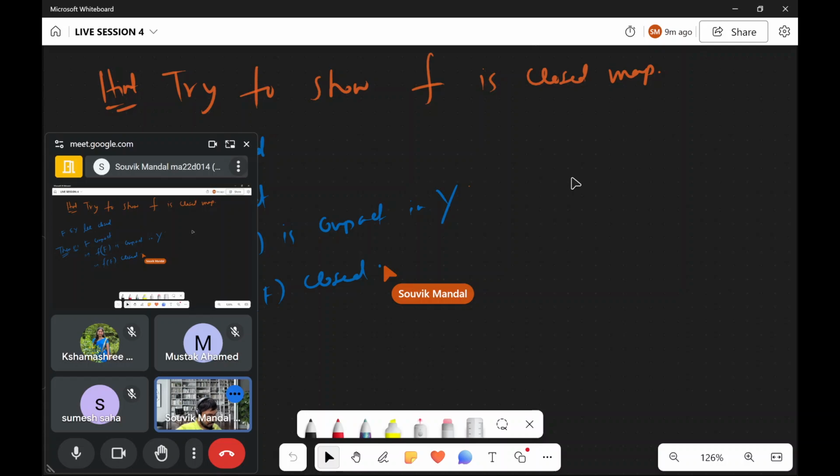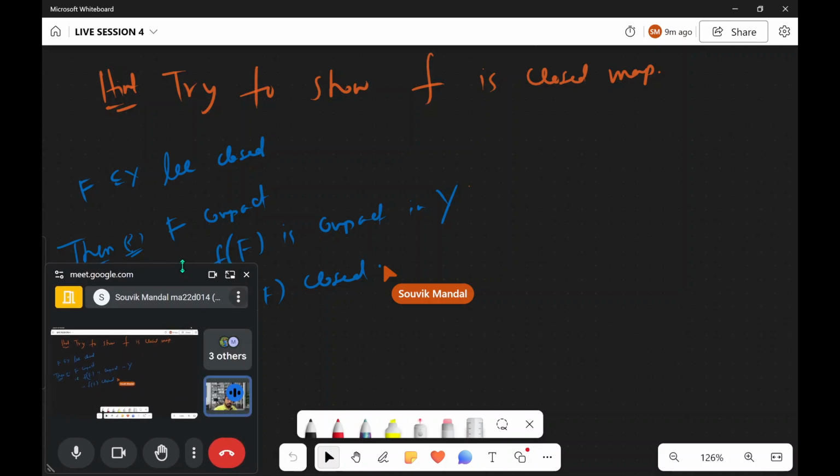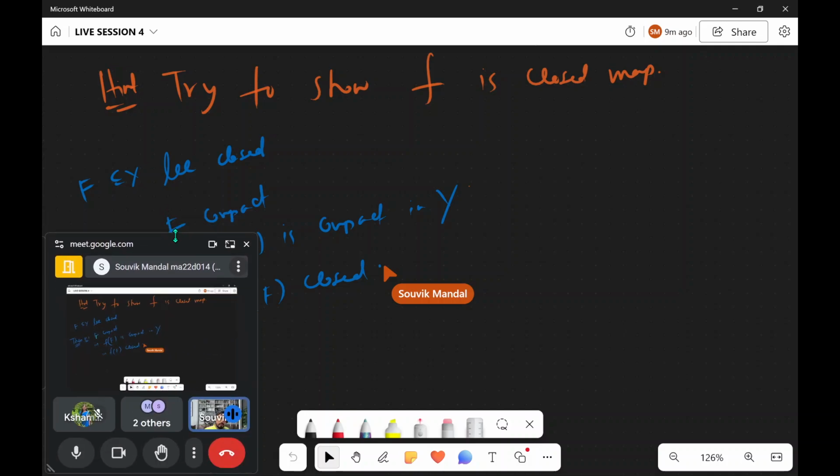So one thing I should mention is that you should try to remember this particular question, because while solving problems, it is very helpful in the following situation: where the left side is compact and the right side is Hausdorff, then a given map is a closed map. So this fact is useful many times.